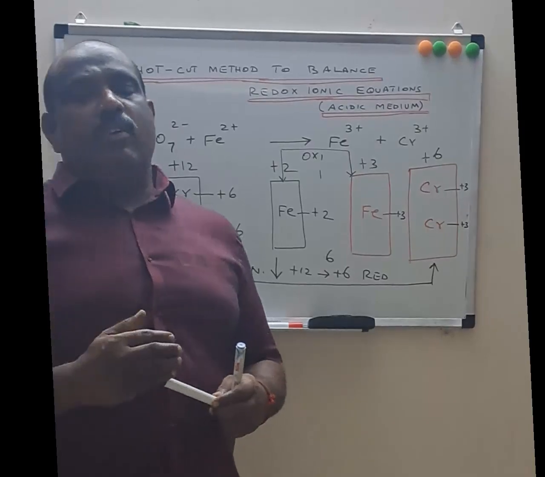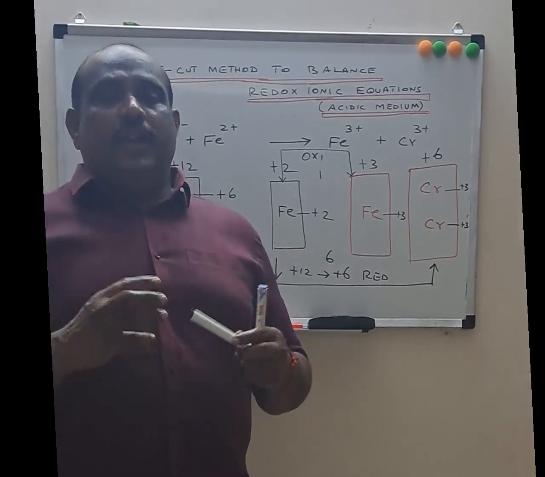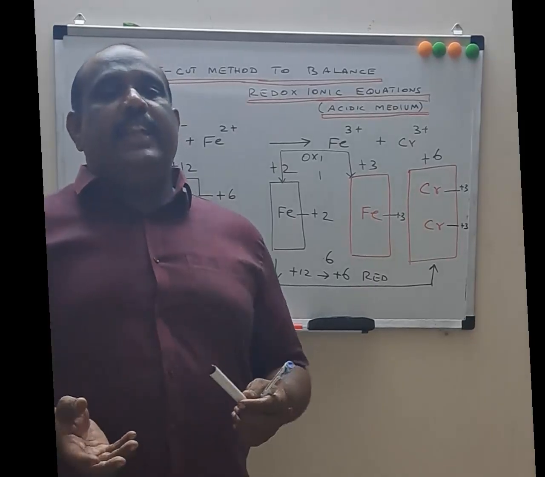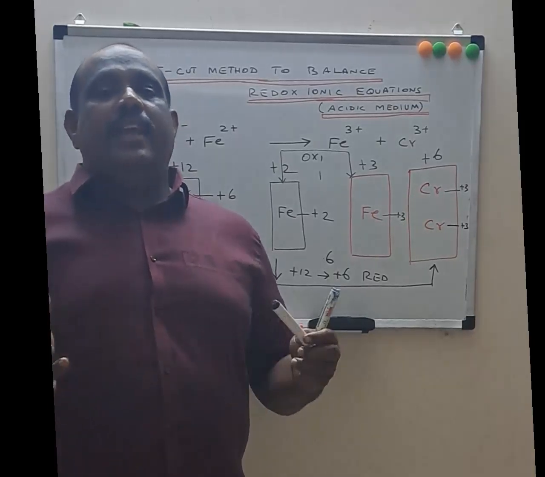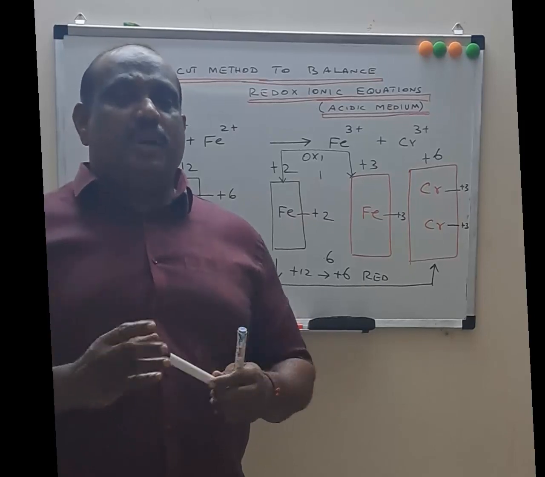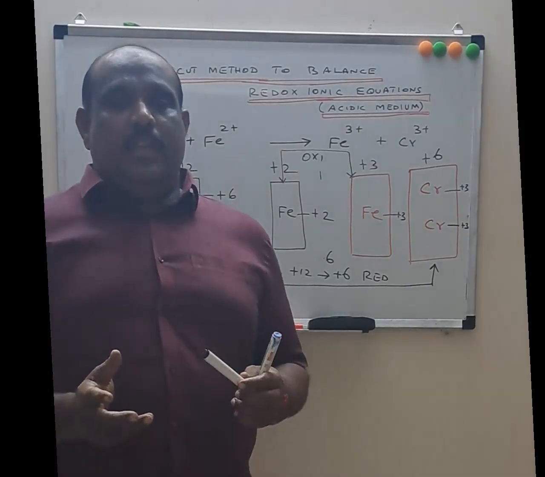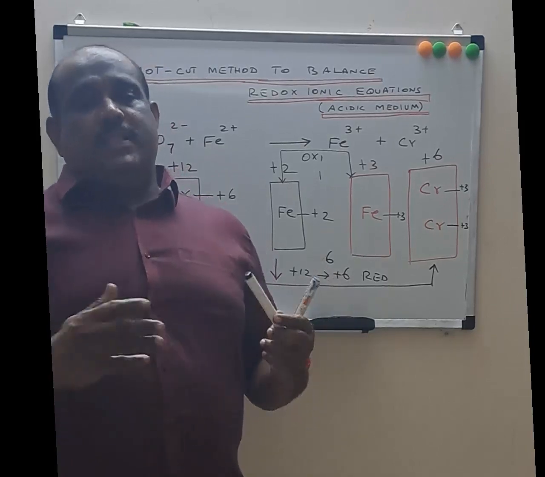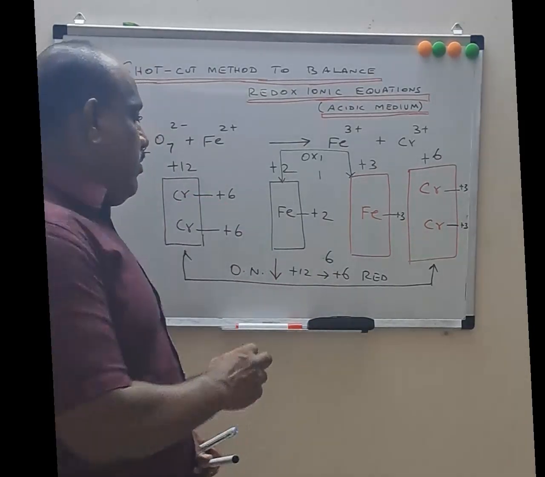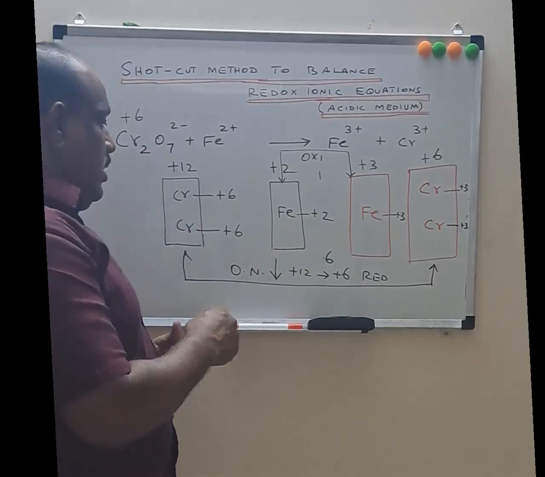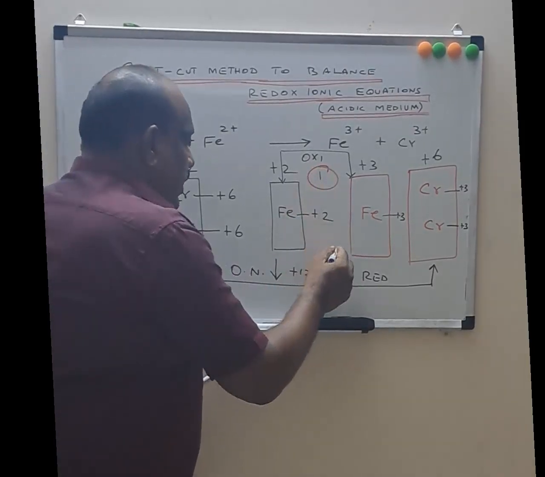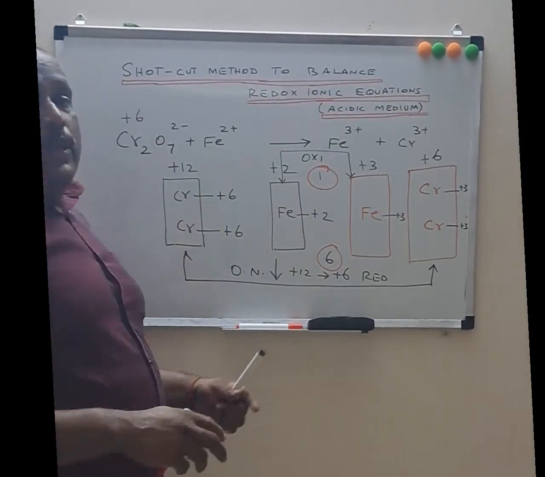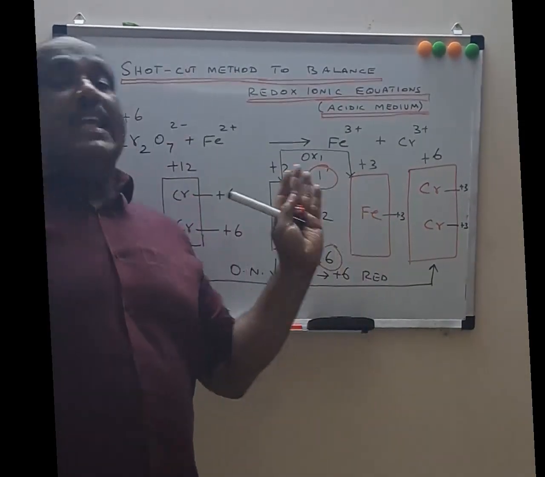So the step we have carried out now is that you find the oxidation number and see whether it is oxidation or reduction. After finding it, you subtract their oxidation numbers, or instead of subtract, I can use the term difference. So plus 2 and plus 3, the difference is 1. Plus 12 and plus 6, the difference is 6. So I got the values of 6 and 1. Now 6 is for chromium, 1 is for iron. You cross multiply them on the LHS.